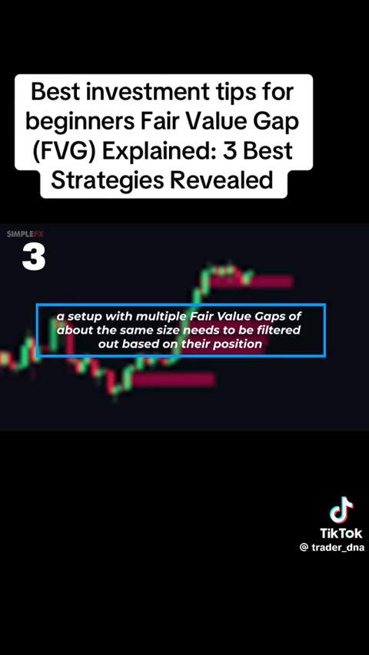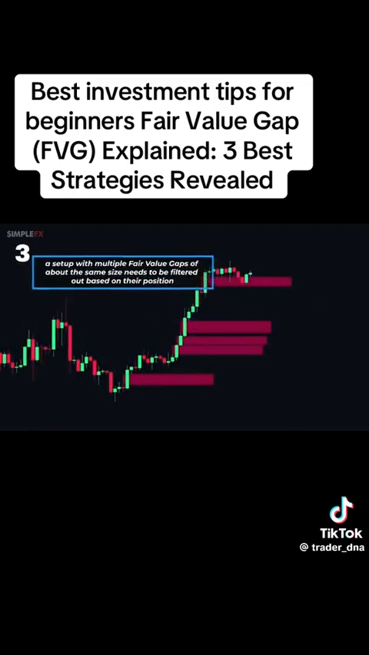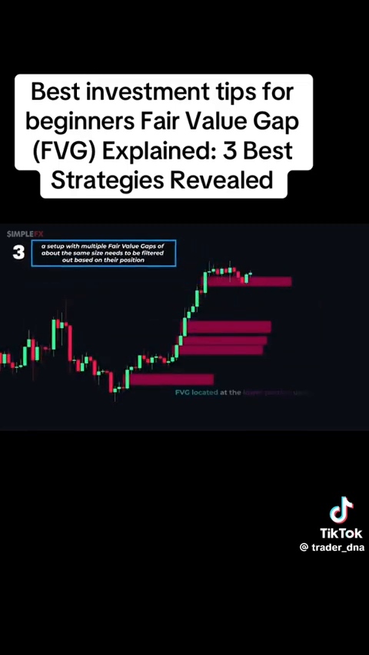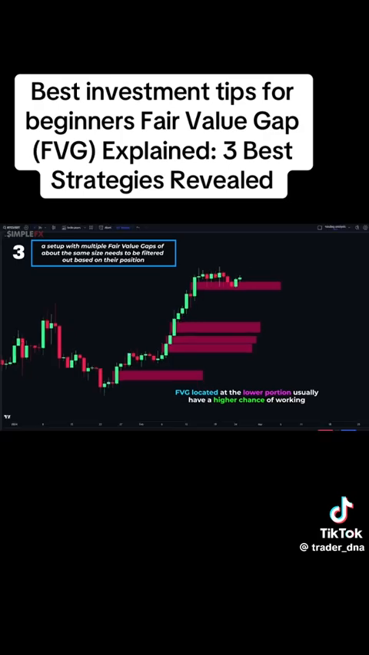If you found a setup with multiple fair value gaps that are about the same size, and none stand out as significantly larger, you'll need to filter them out based on their position. The ones you use are the fair value gaps located in the lower portion of the move, which usually has a higher chance of working. But to do this more precisely, you'll need a tool.